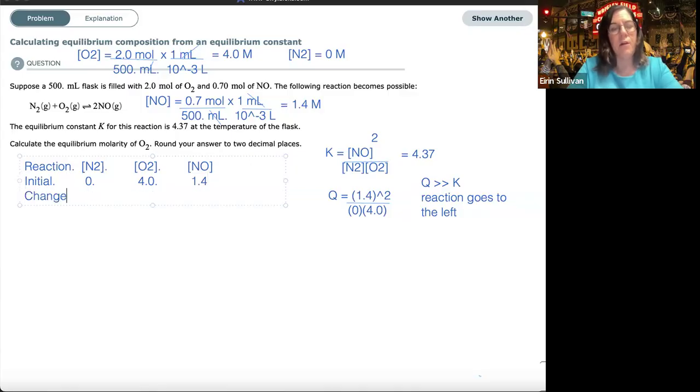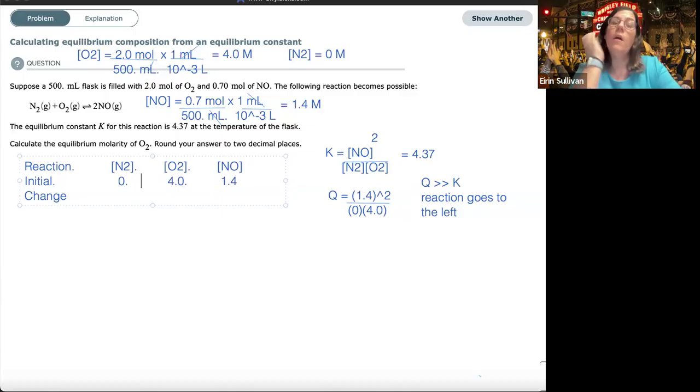So the change row is where all the thinking comes into it, okay? So for the change row, we are going to write in terms of algebra how our concentrations of our reactants and products are going to change as we proceed towards equilibrium. So you're going to make it easy for yourself.